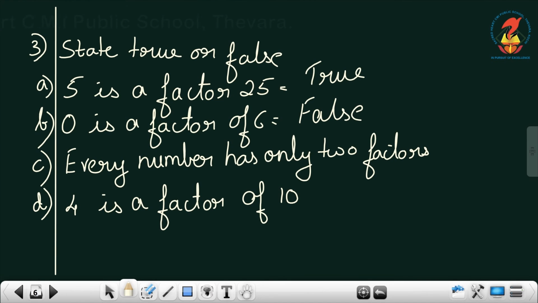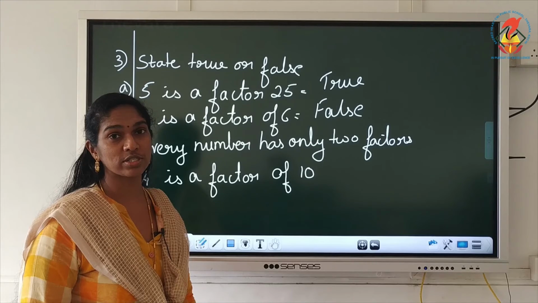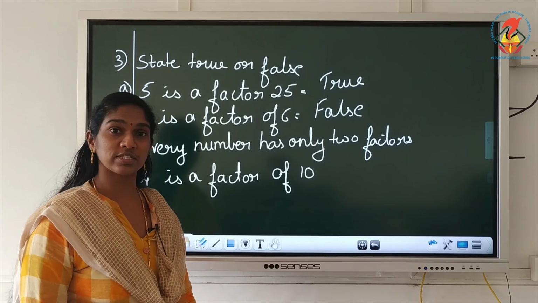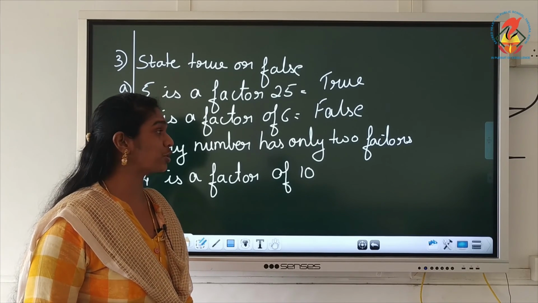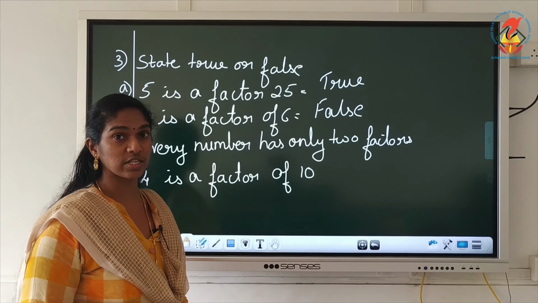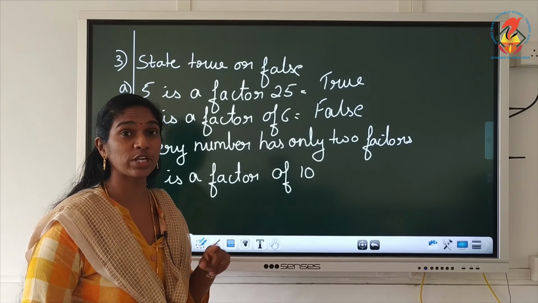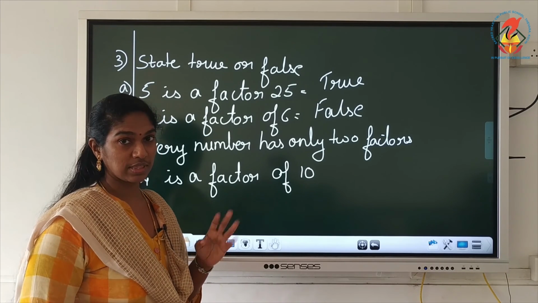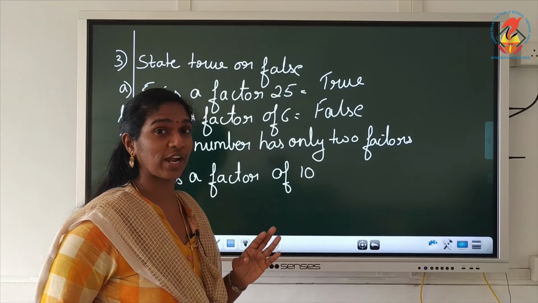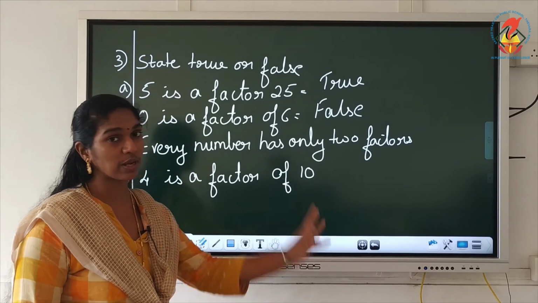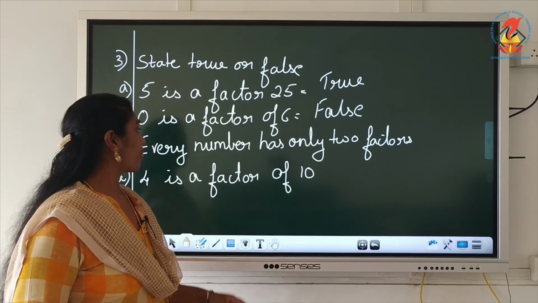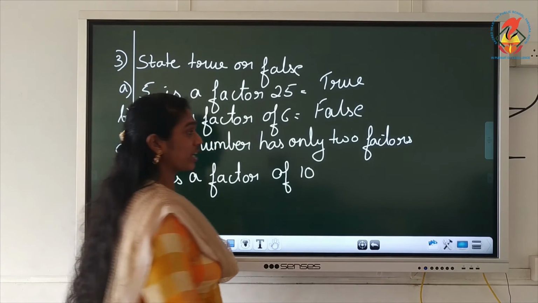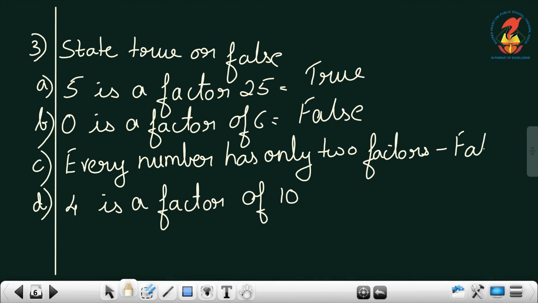Now, every number has only 2 factors. True or false? It is false. Every number is not only having 2 factors, there are more than 2 factors, isn't it? But there are numbers which have only 2 factors. Those numbers are called prime numbers. The numbers which have only 2 factors, those numbers are called prime numbers. We will come to that later, okay? So, every number has only 2 factors, answer is false.